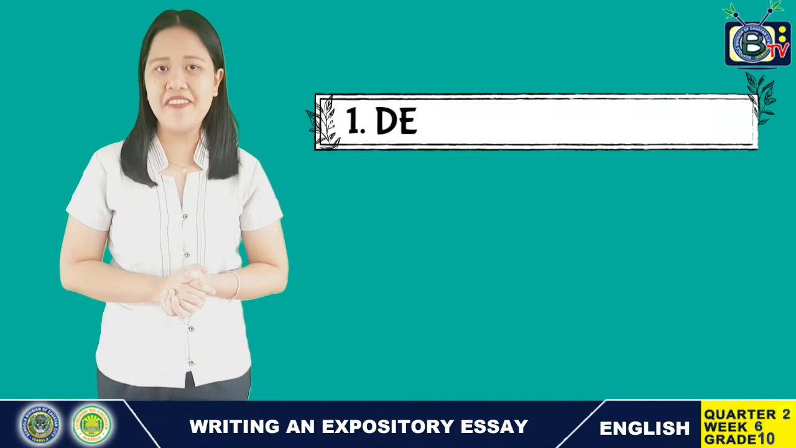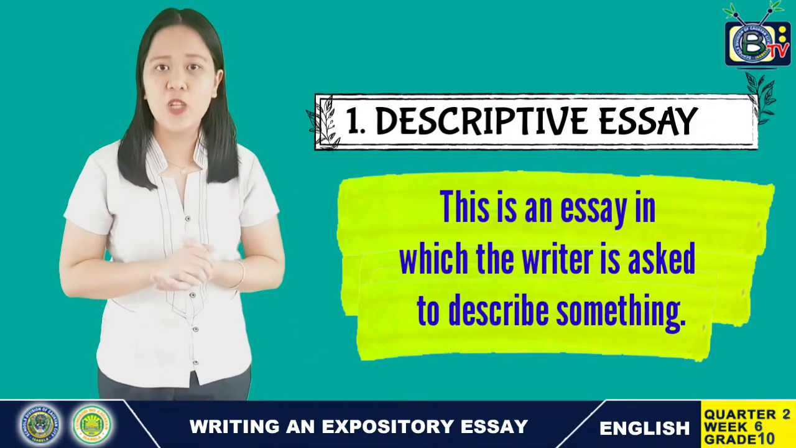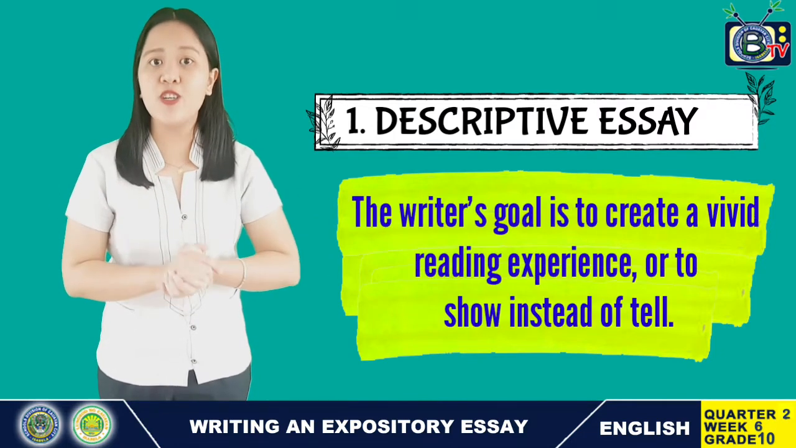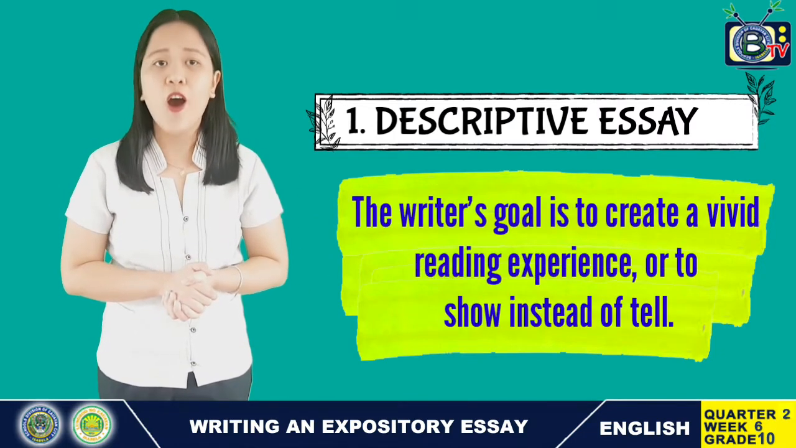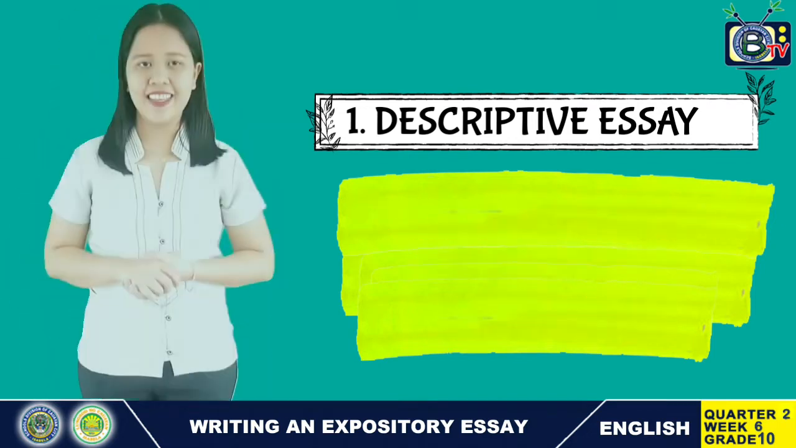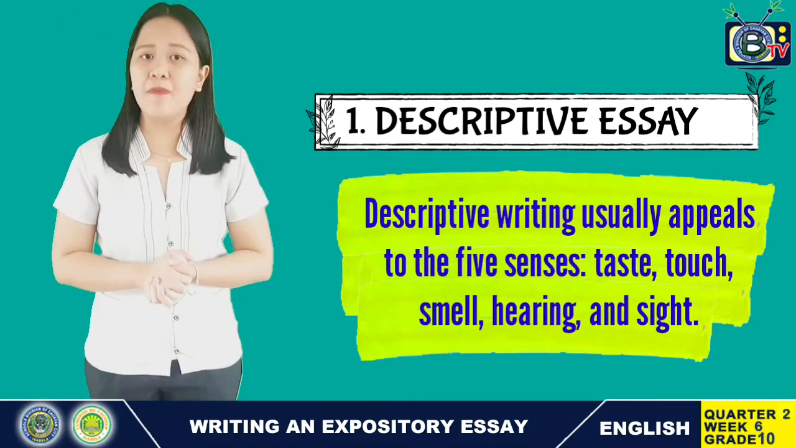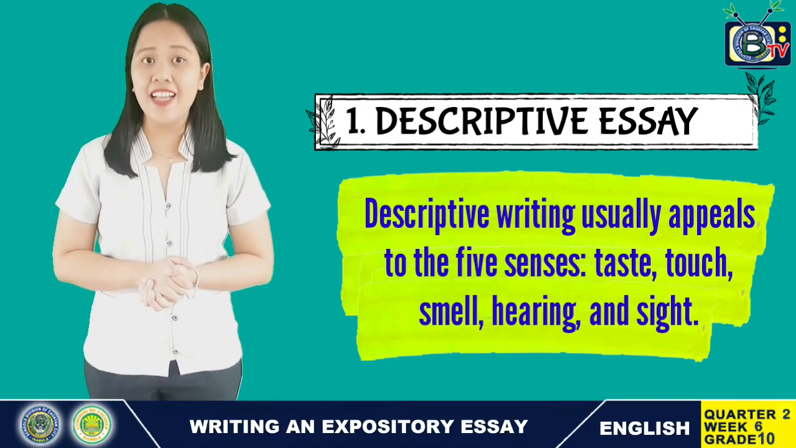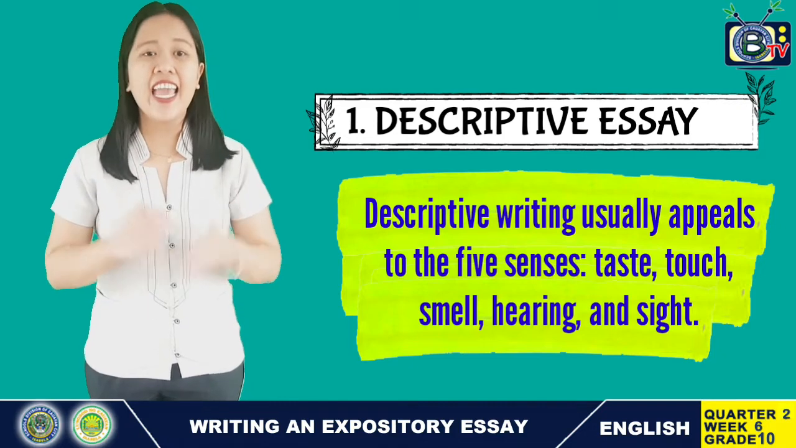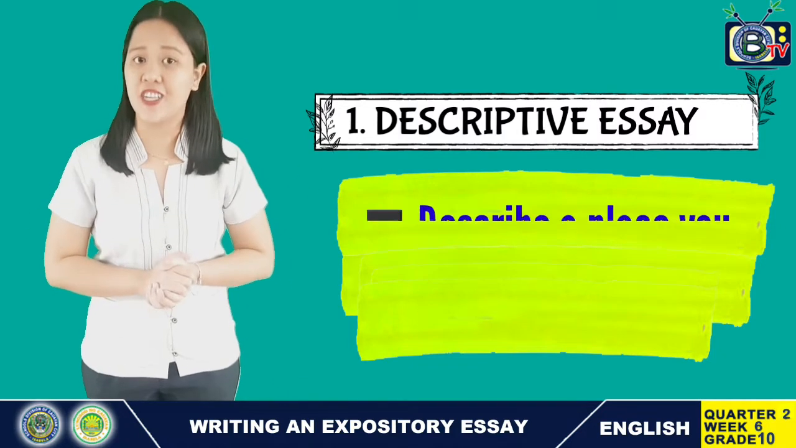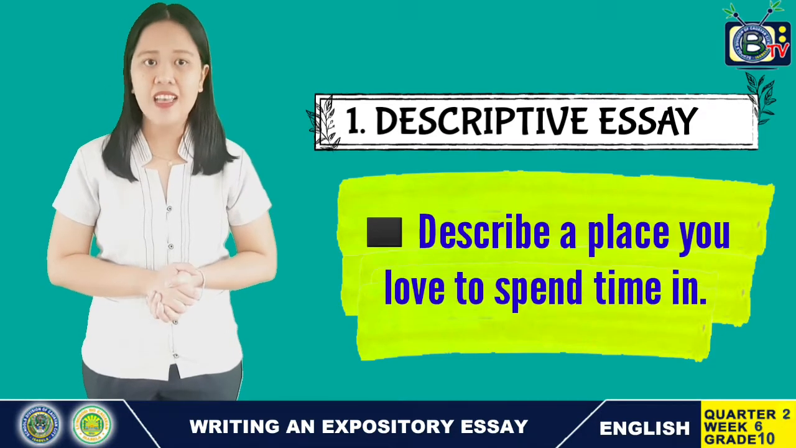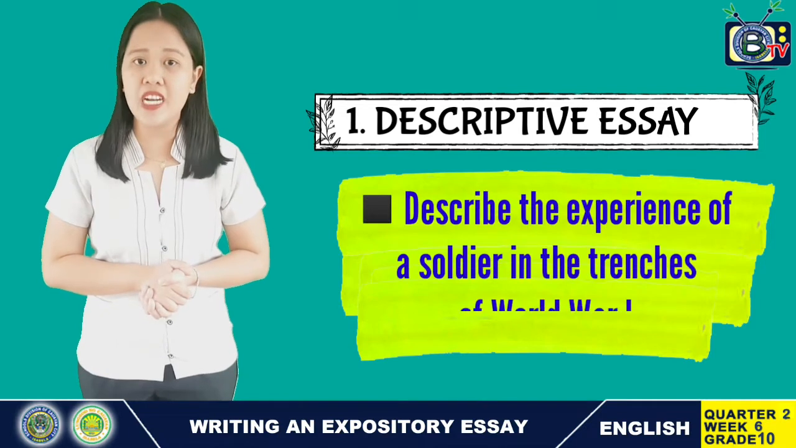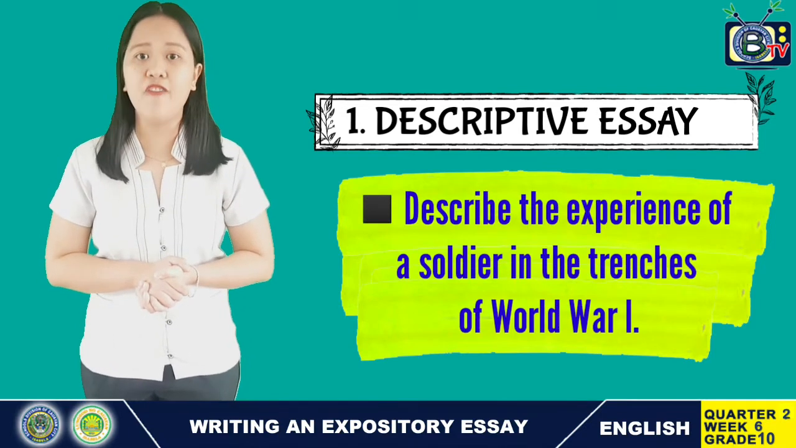First is the descriptive essay. This is an essay in which the writer is asked to describe something. The writer's goal is to create a vivid reading experience or to show instead of tell. Descriptive writing usually appeals to the 5 senses: the sense of taste, touch, smell, hearing, and sight. In a descriptive essay, you can describe a place you love to spend time in, describe an object that has sentimental value for you, and describe the experience of a soldier in the trenches of World War I.